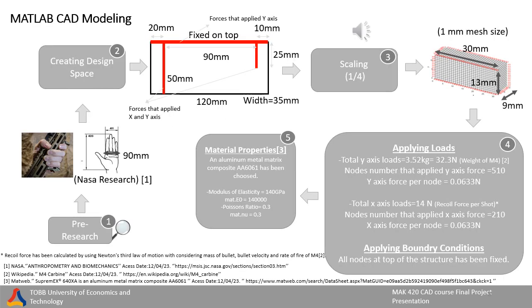Let's move on to MATLAB CAD modeling. We start with the pre-research phase, and we decided to make a horizontal gun grip that makes it easier to aim fast and accurately. We decided on our design space considering the average palm length, with reference to a NASA article. You can see our design space fixed on the top. Also you can see the forces applied on the y-axis on the upside and forces applied through the y and x-axis at the left and right sides. Our design space is 120, 50 and 35 in volume. To make our optimization process, we scaled it by about a 1 divided by 4 ratio, which you can see on the right side.